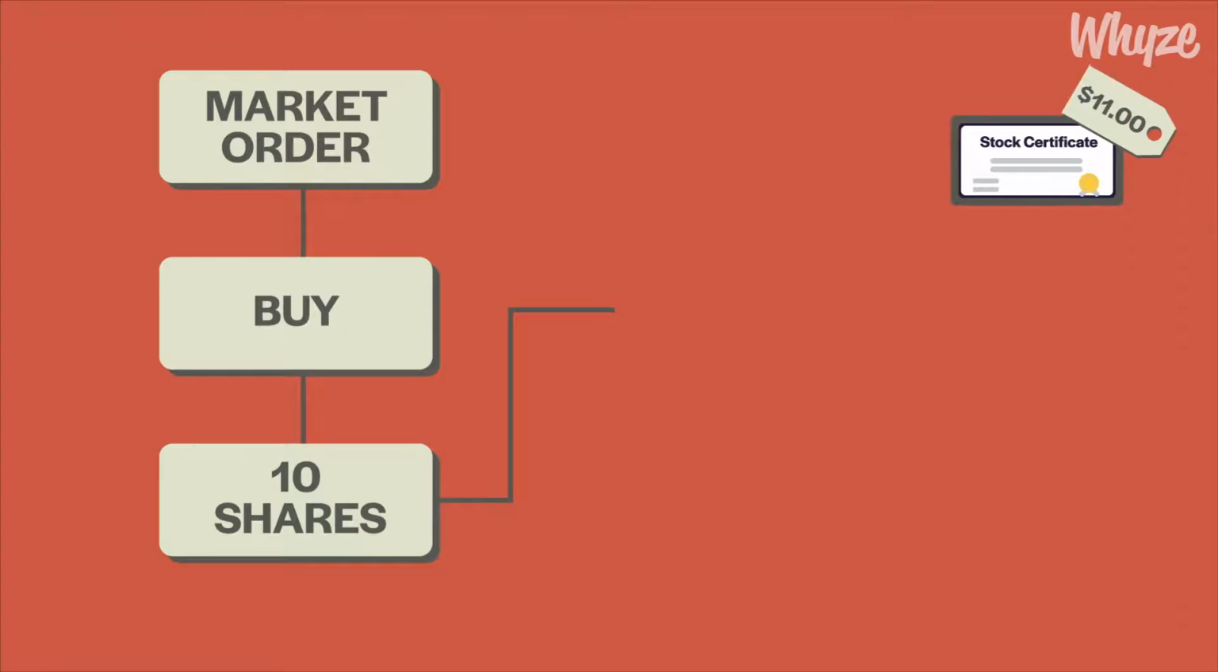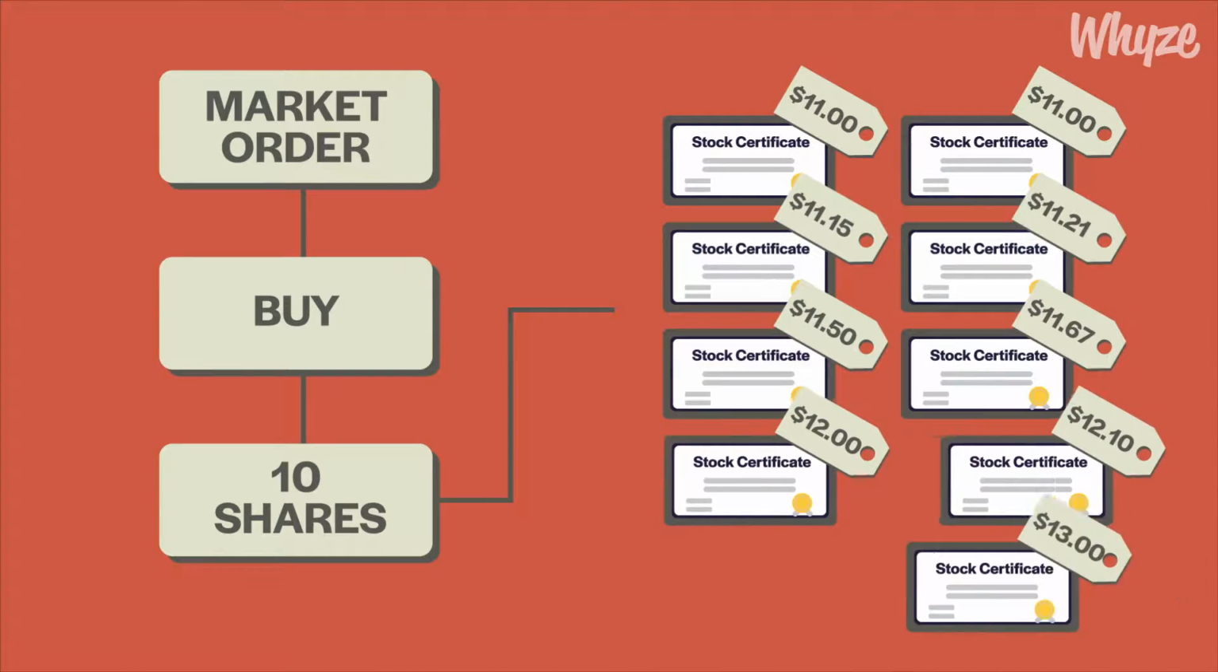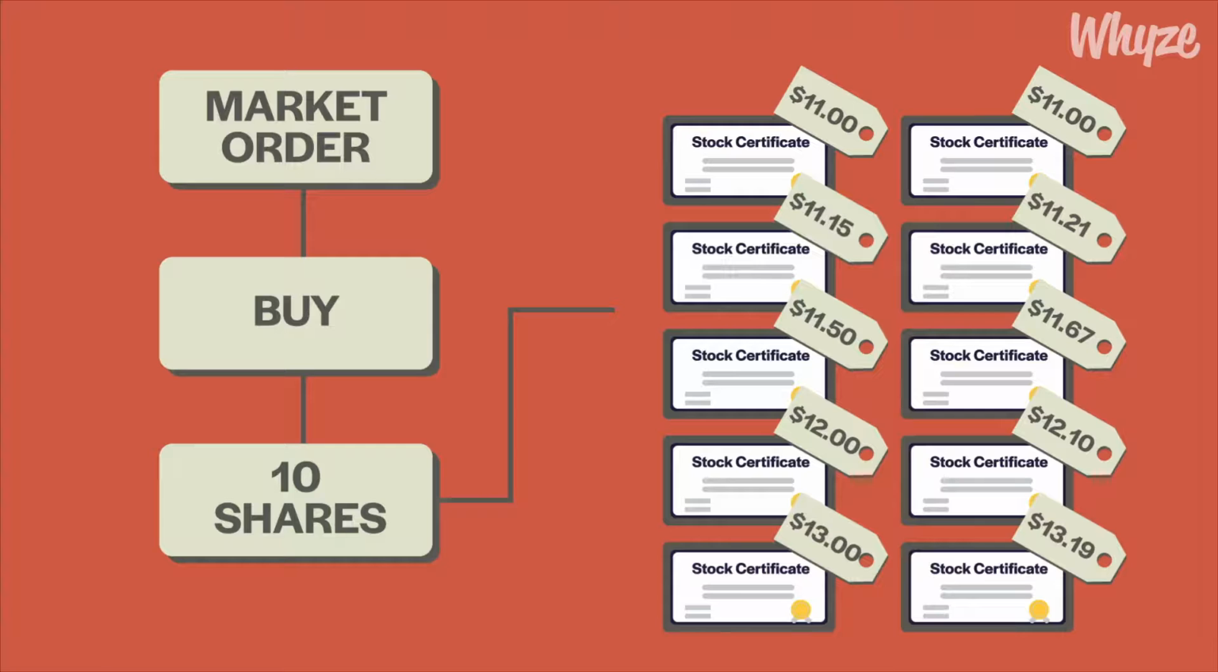If you are buying or selling multiple shares in a single market order, you could even receive different prices for some of the shares. This is because a market order executes immediately by finding any investor willing to trade now, no matter the price and quantity of shares they're willing to trade.